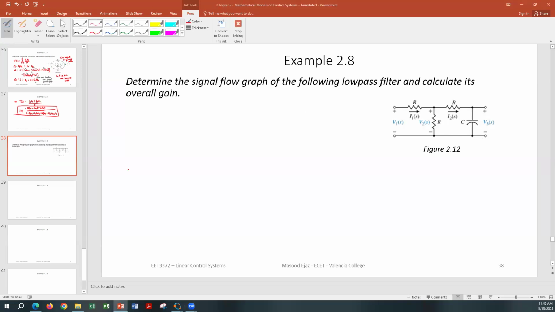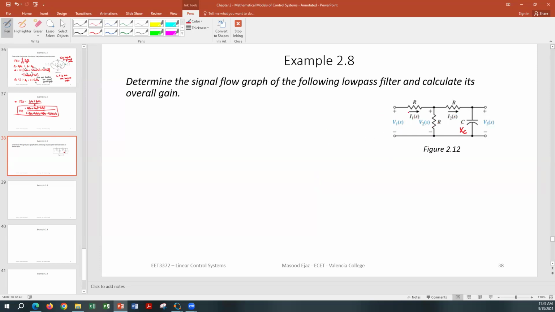So first thing we're going to do, we are going to write down the equations to draw the signal flow graph. We have certain signals, V1, I1, V2, I2, V3. All of these are signals. And then we have gains, of course, R, and X of C, or C. So this is going to be in the Laplace domain. It's going to be X of C, which is 1 over SC.